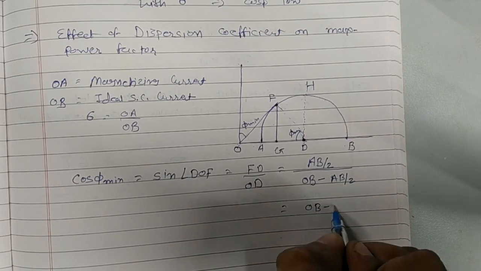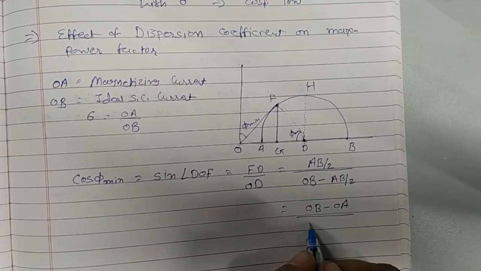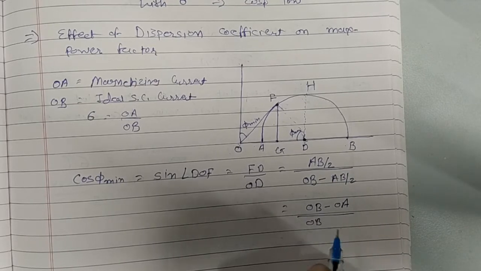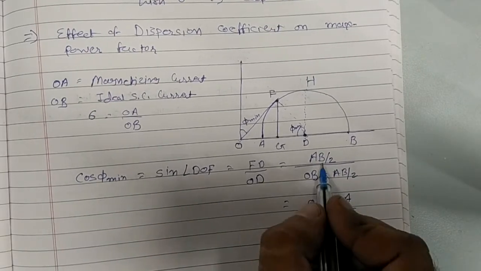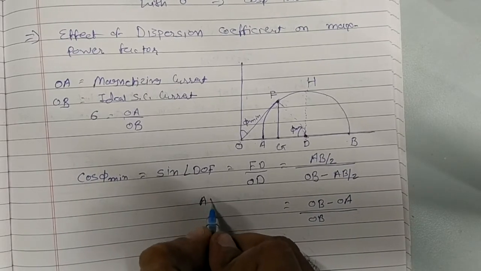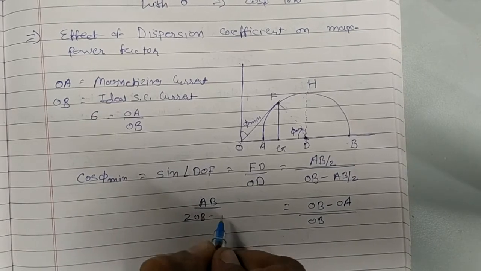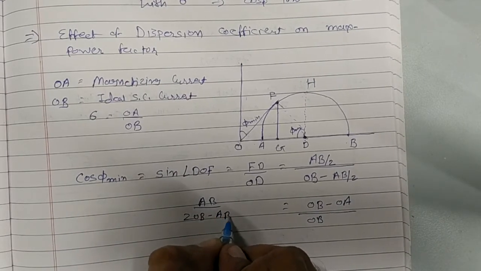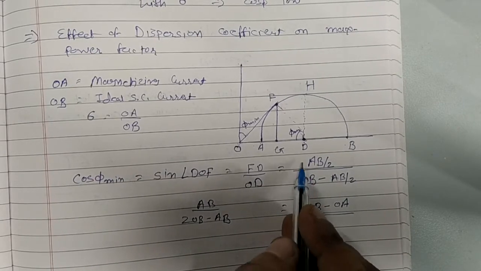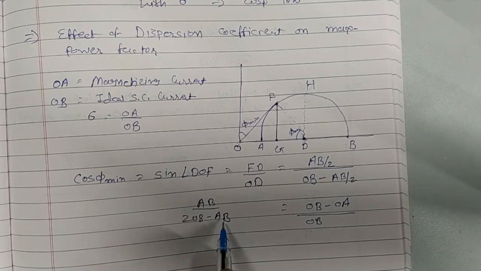OB minus OA divided by OB, or simply this equation I can write as AB divided by twice OB minus AB. From here, if I multiply by 2 here and here, we get twice OB minus AB.